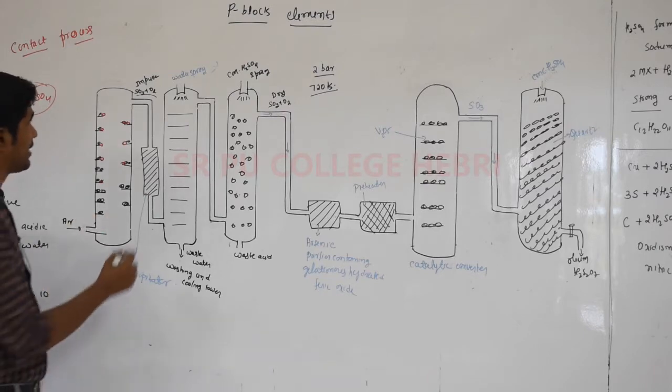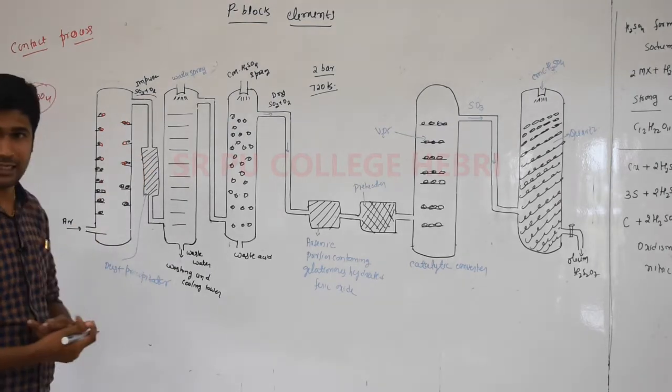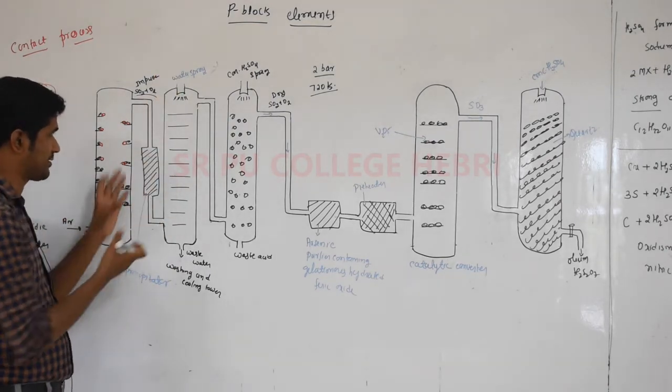The next step, so this SO2 is passed through this chamber, the washing and cooling tower. In this washing and cooling tower, water is sprayed over this SO2.